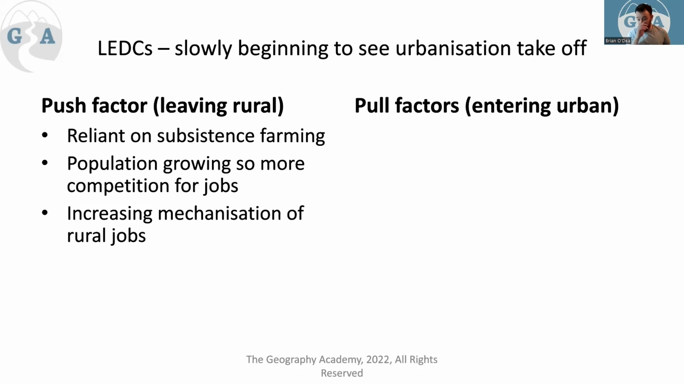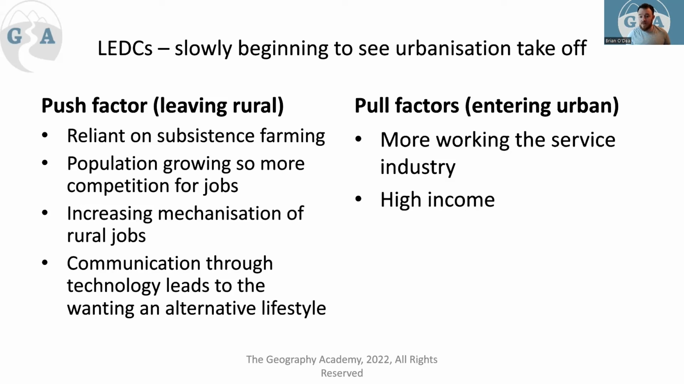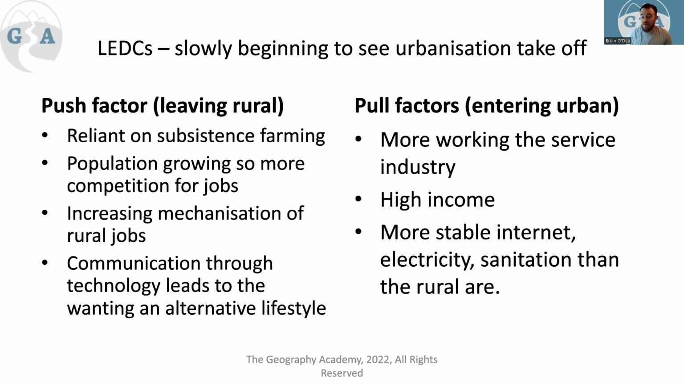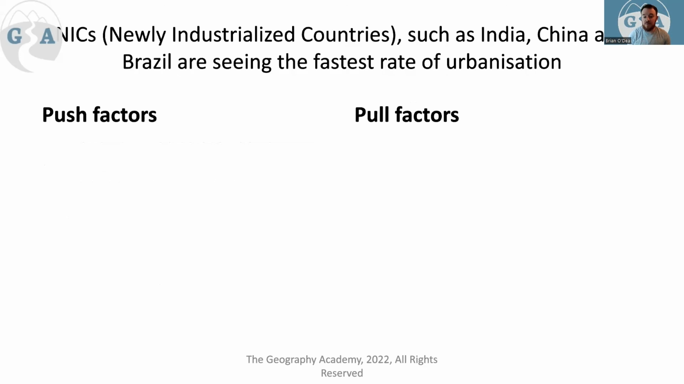Then we see pull factors entering the urban areas: more people working in the service industry, the tertiary and quaternary sectors, higher incomes, often more sanitation, electricity, and internet. Now, this isn't always the case because, as we already looked at in the previous section, the sanitation can be a lot lower for migrants moving in. So what it means is you can achieve a lifestyle that has all of these things, but you don't necessarily have it when you first move there.